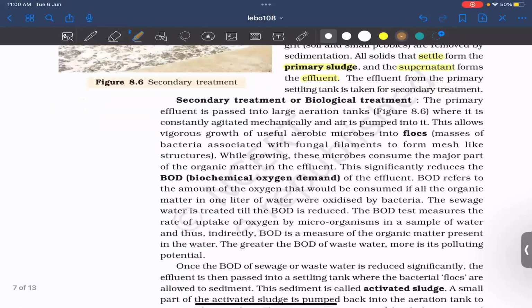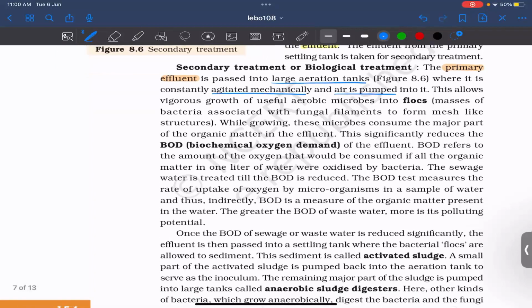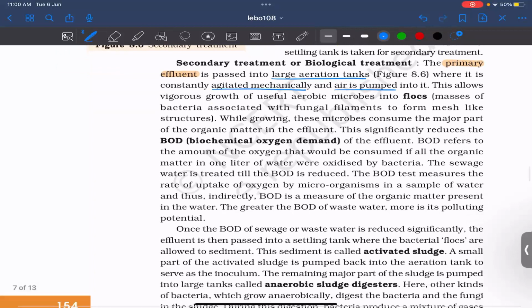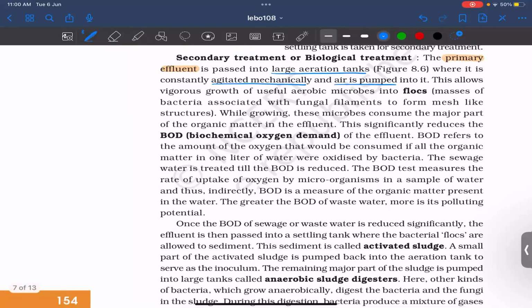Now there is primary effluent. It is passed to large aeration tanks, which are mechanically agitated, and air is pumped into it. Why is air pumped into it? Because it has a lot of aerobic microbes which form flocs. You need to remember the term flocs here, which is very, very important.